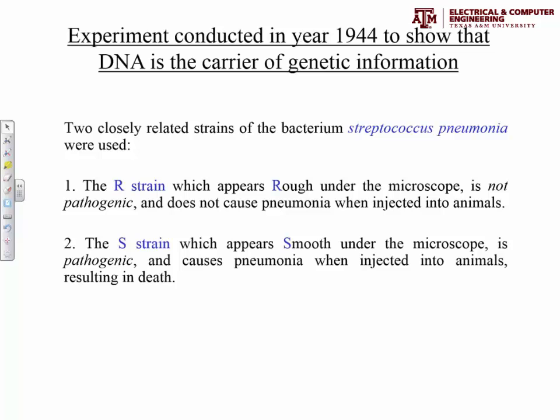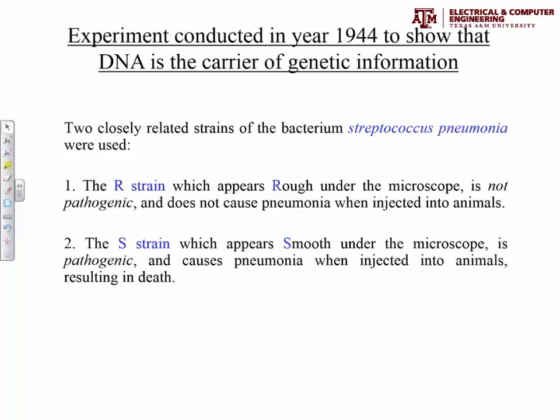strains of this bacterium. The R strain, it's called R because it looks rough under a microscope, is not pathogenic. It's not harmful, right? And it doesn't cause pneumonia when injected into animals. So if you take a bunch of rats and inject them with the R strain, the animals are doing fine. They don't die. The S strain looks smooth under the microscope. It's pathogenic and it causes pneumonia when injected into animals, resulting in death, and the animals die.